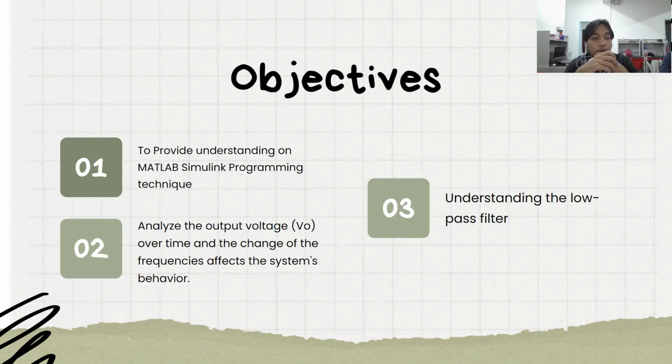Thank you. My name is Muhammad Muzammil bin Muhammad Rizal. My matric number is DE220172. Today I want to present about the objective of the project. The first objective is to provide understanding on MATLAB simulation programming technique. Second is to analyze the output voltage over time and how the change of frequencies affects the system behavior. The third is understanding the low pass filter.